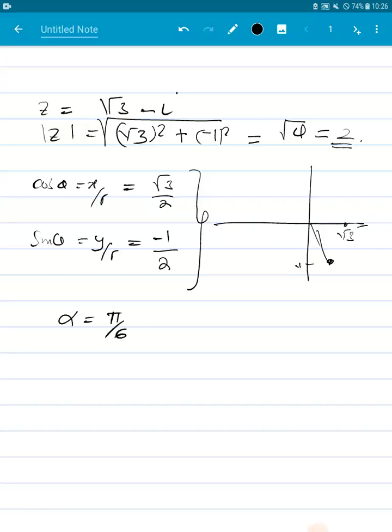Now, in the fourth quadrant, theta will just be equal to 2 pi minus pi over 6 as a reference angle. This is 12 minus 6 over 6, which gives you 11 pi over 6. Because only one of them is negative, in the fourth quadrant the angle can be 11 pi over 6 or negative 11 pi over 6. Simple. One is positive, one is negative. Done.